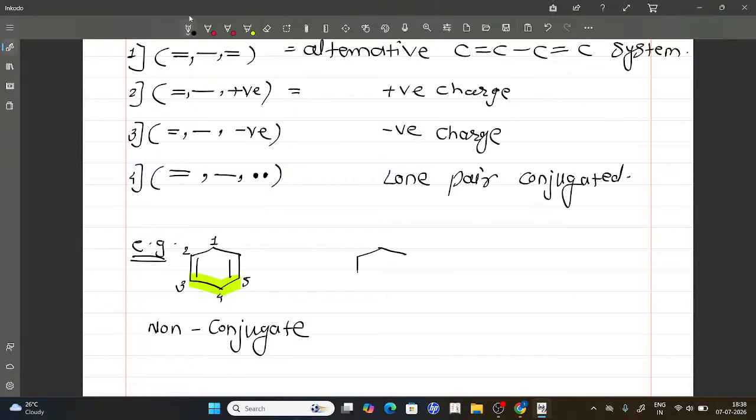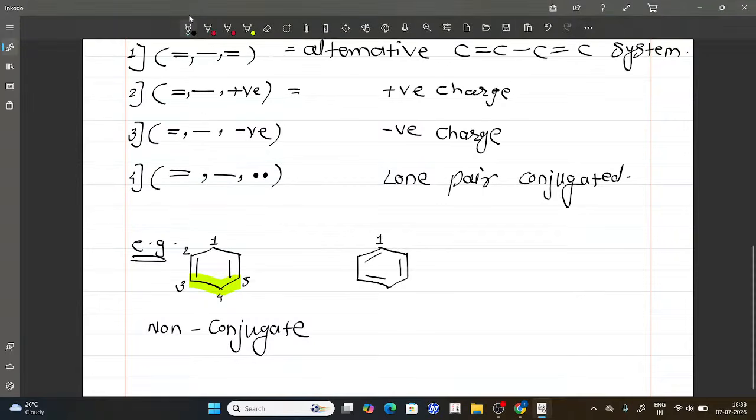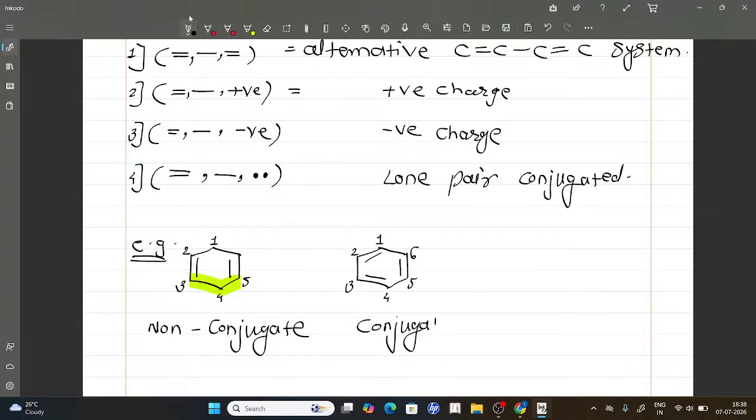If we compare this molecule with this molecule, see here, the carbon number 1, 2, double bond is there. 2, 3 is a single bond. 3, 4, double bond. Again, single bond, double bond. If we look towards this compound, here is the presence of an alternating double bond, single bond system. Hence, our compound is conjugated, right? Therefore, this compound is a conjugated compound.